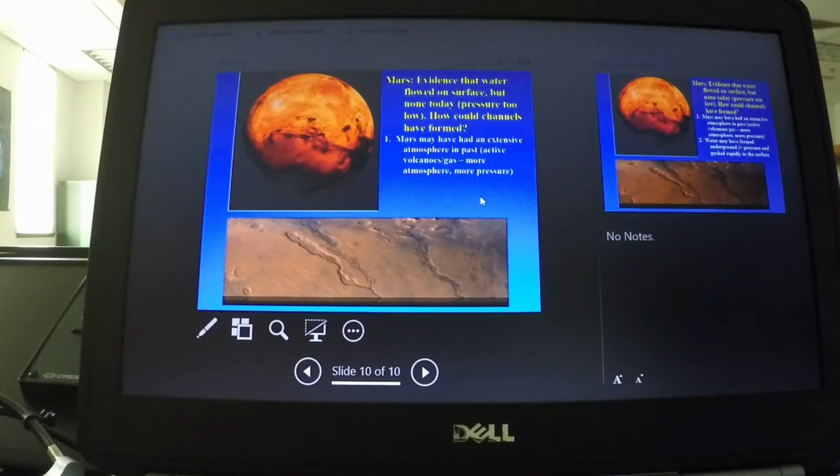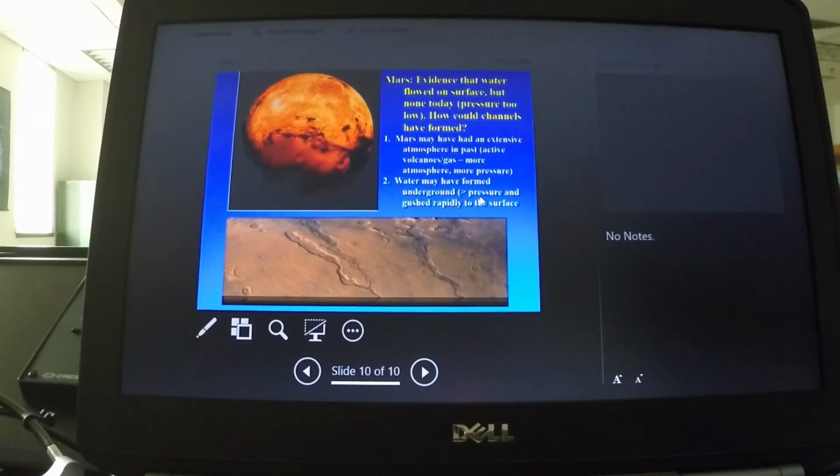Probably all those erupting volcanoes. Think of all the gas that those erupting volcanoes would have given off. So the idea that some have is that Mars had an extensive atmosphere in the past that would create enough pressure to allow water to be stable. Mars is a smaller planet. The volcanoes died off a long time ago, and Mars lost its atmosphere since then. That's one idea.